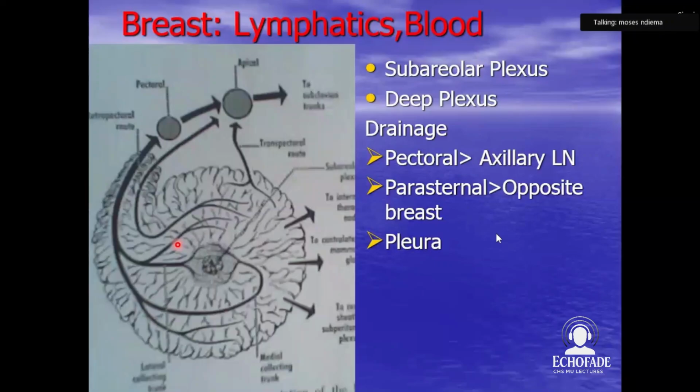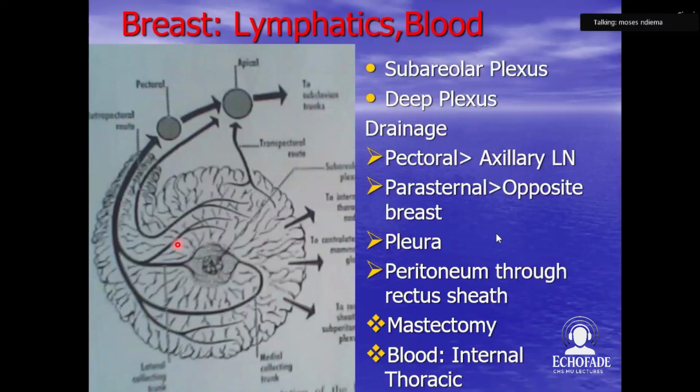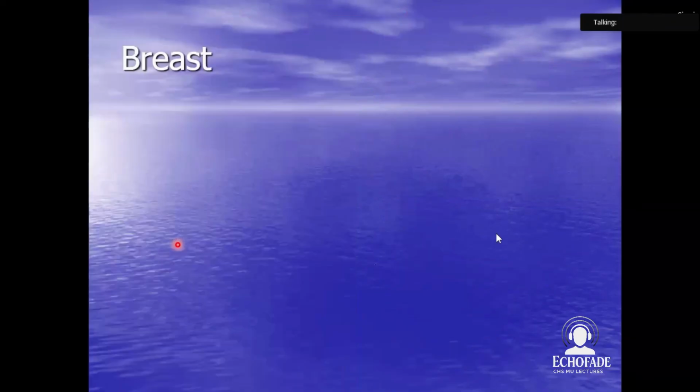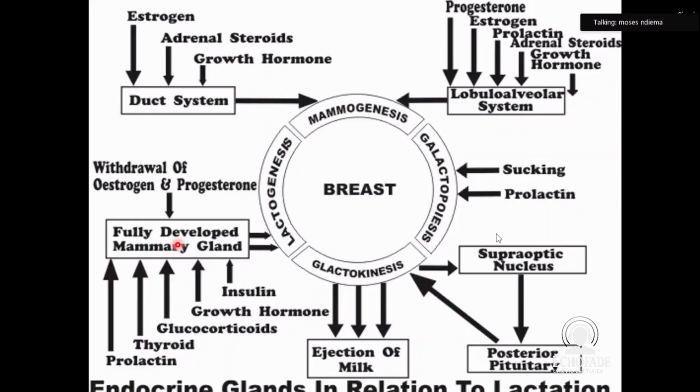The gross anatomy people address for you the actual lymphatic drainage, which is very important in cancer. So the regulation of the mammary gland in terms of development: we have mammogenesis during the development of the mammary gland, where estrogen plays a major part in the development of the duct. Steroid hormones and growth hormones also play a major part.